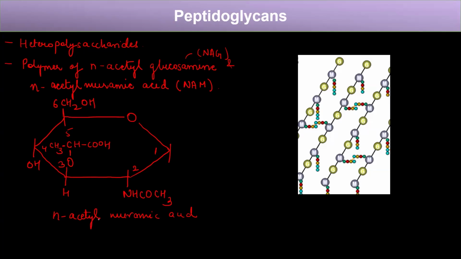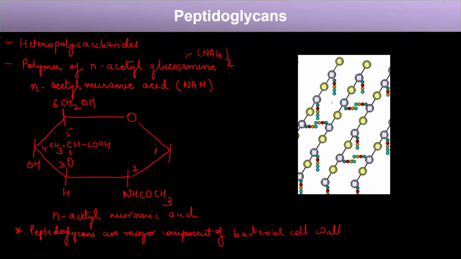CH3CHCOOH, and that makes it N-acetyl muramic acid. Now, this peptidoglycan, we have seen previously also, it's a major component of bacterial cell wall. So peptidoglycans are major component of bacterial cell wall, right?